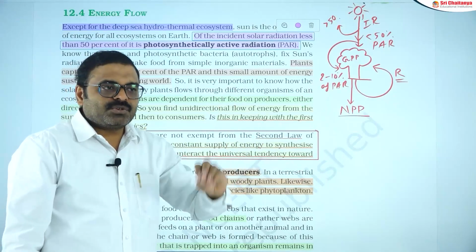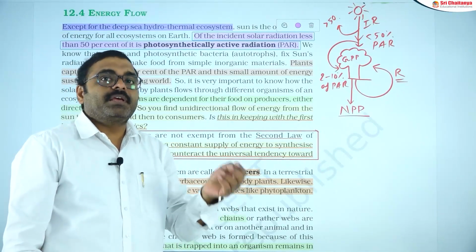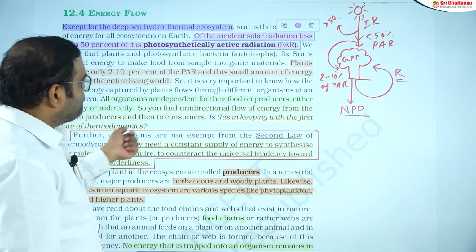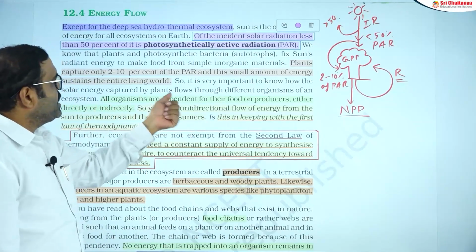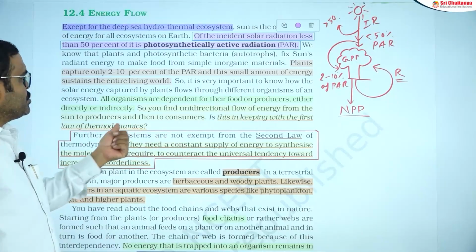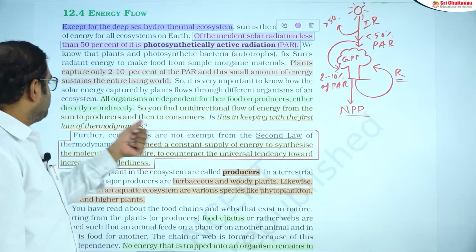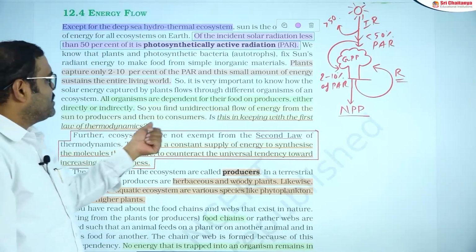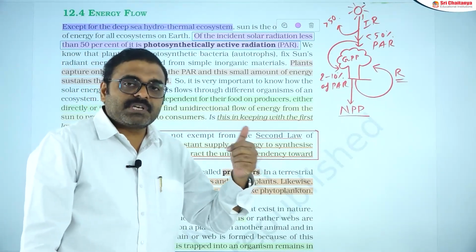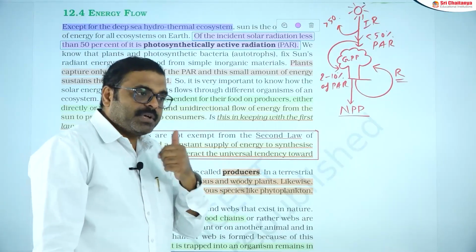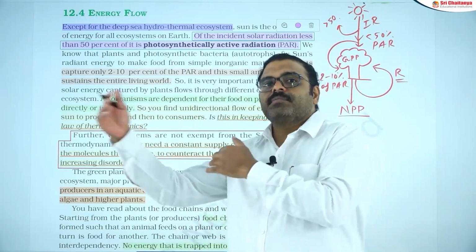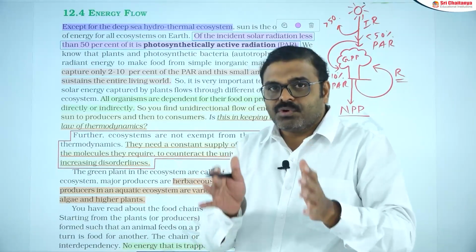The plants are the resource, either directly or indirectly, definitely helping all other organisms. All organisms depend for their food on producers, either directly or indirectly. So energy flows from the sun to producers and then to the consumers. This follows the first law of thermodynamics: energy is neither created nor destroyed. All energy in every organism is acquired from others. They do not create their own energy.